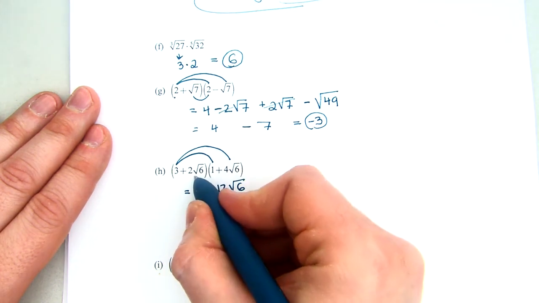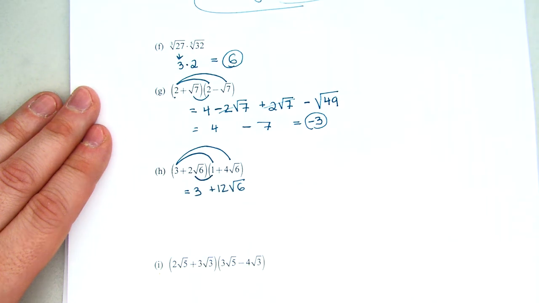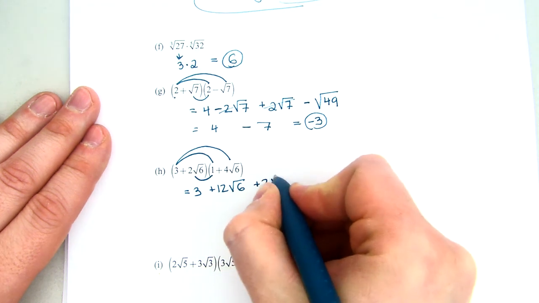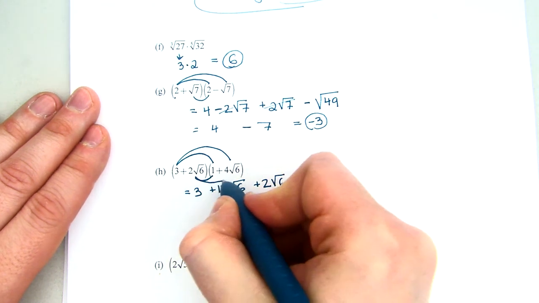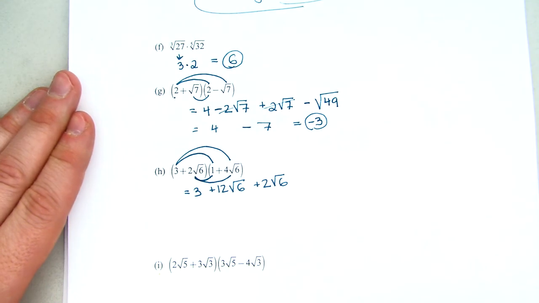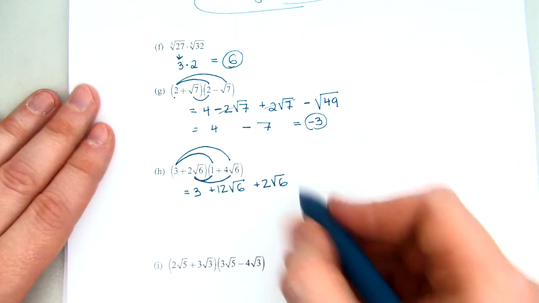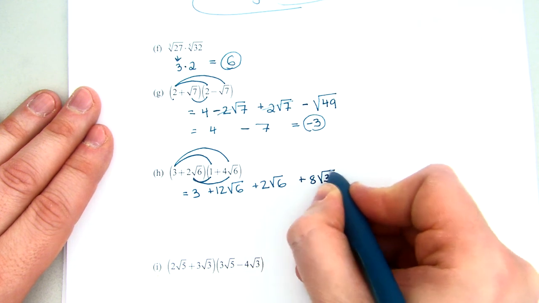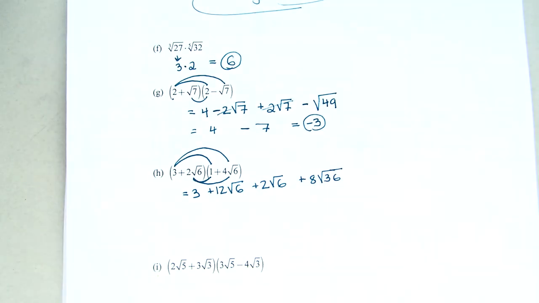Okay. 2 root 6 times 1. Don't think super hard. 2 root 6. 2 root 6 times 4 root 6. PJ. 8 root 36. Don't tell me 8 root 6. It's 8 root 36. I want to see if you can finish this now. There is some simplifying you can do. There will be some like terms you can combine. See what happens.